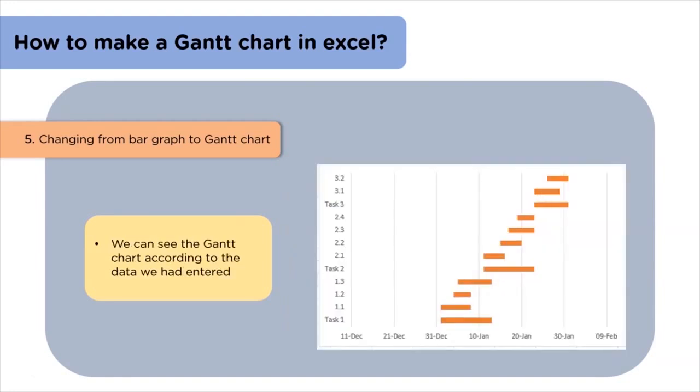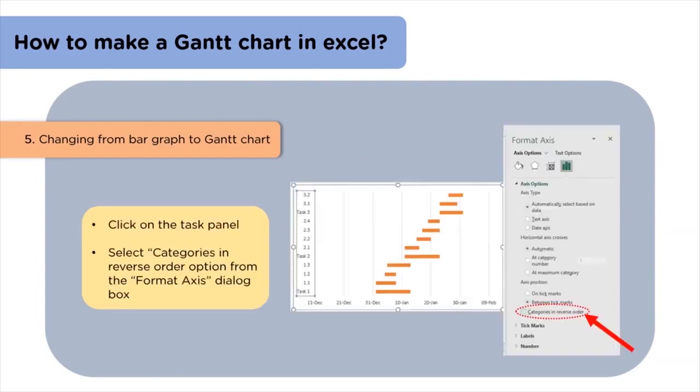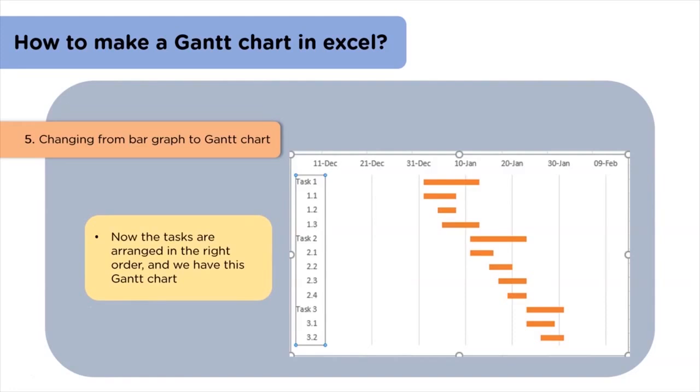Now we can see the tasks on the left side are in the reverse order. So what we will do next is, we will click on the task panel, then go to the Format Axis dialog box and select the categories in reverse order option. Now we can find the tasks in the right order.